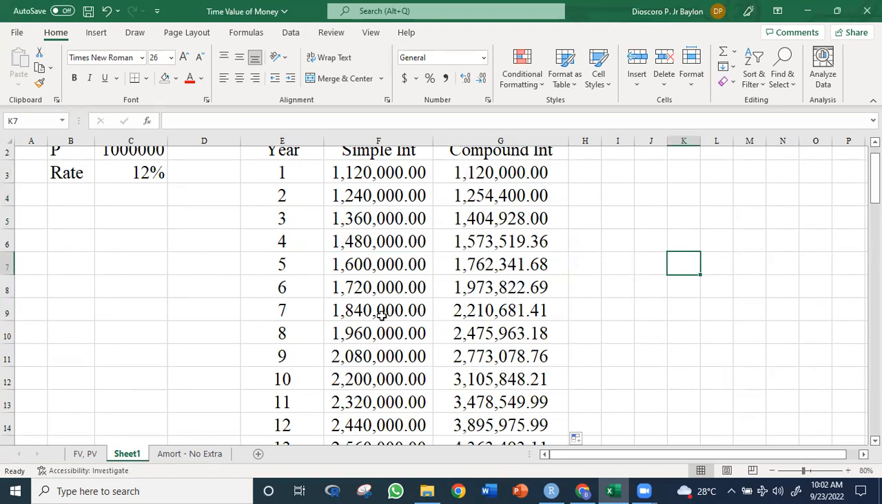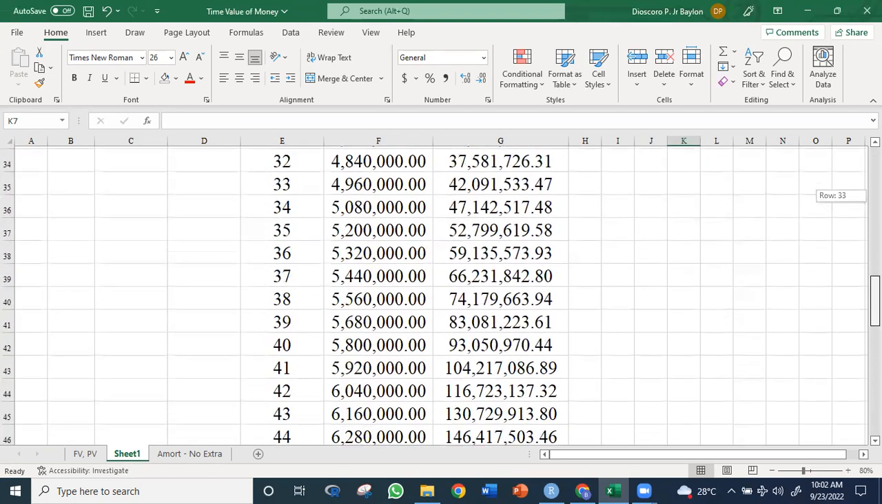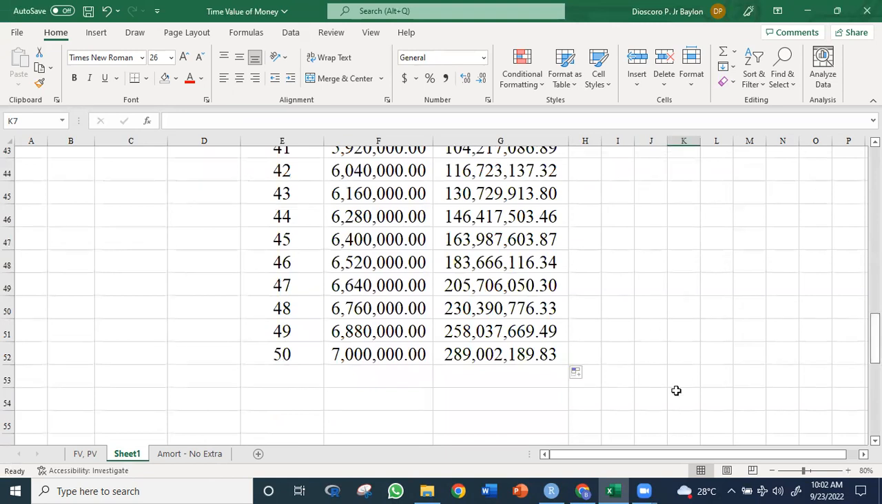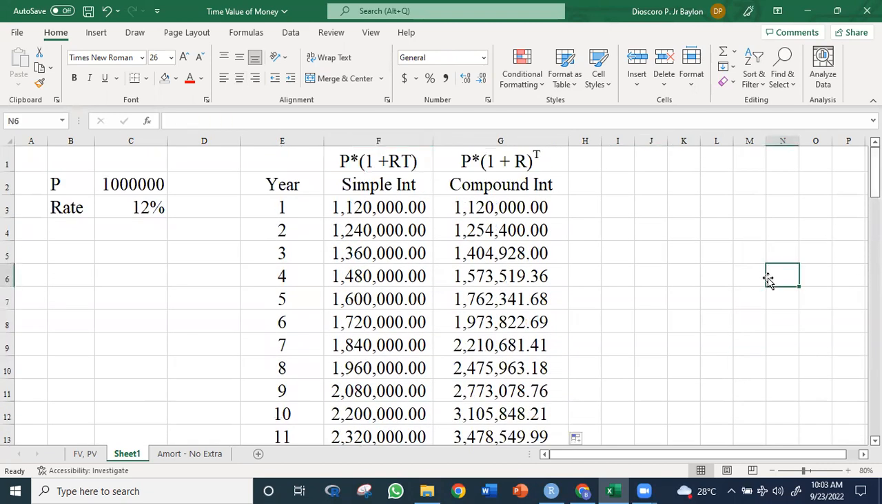So you can now see, as we go longer, you notice that the difference becomes greater. On the 50th year, your money would have grown to be 289 million if the interest was compounded annually, as compared to just 7 million for simple interest. So there's a big difference.